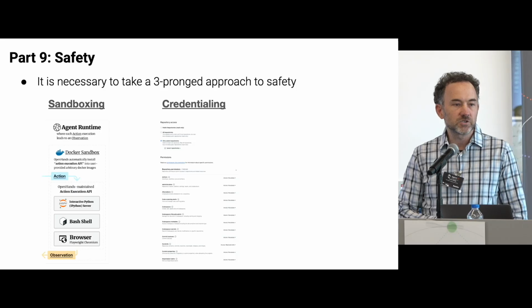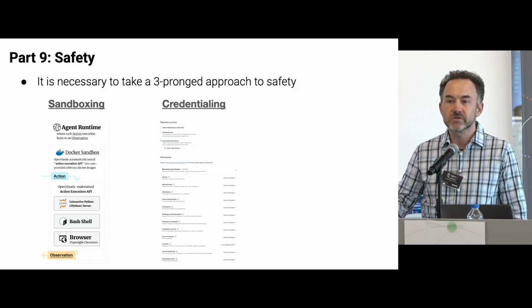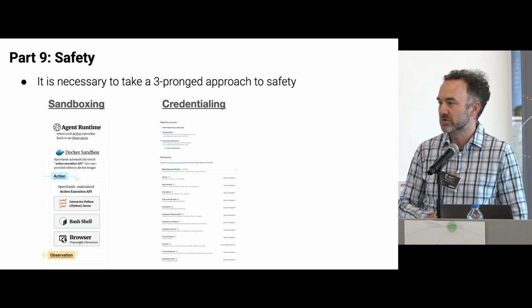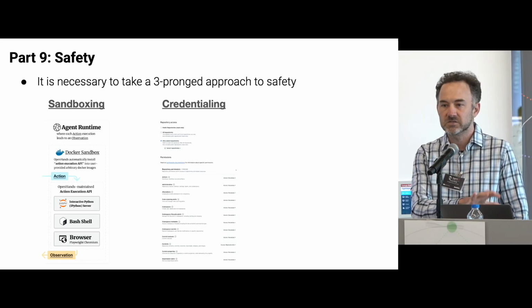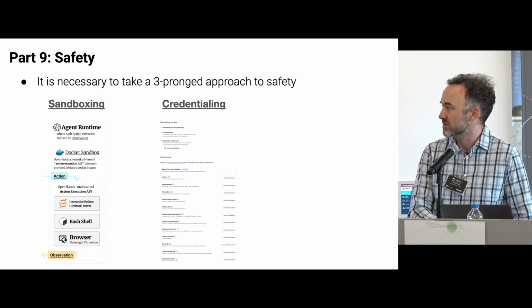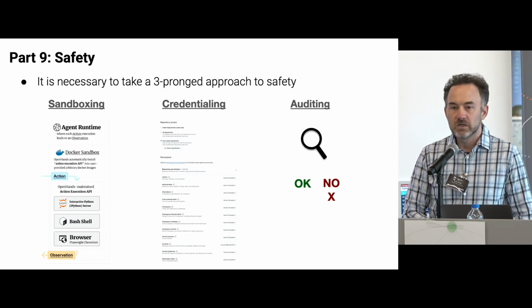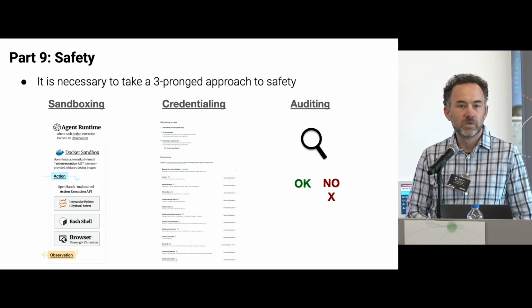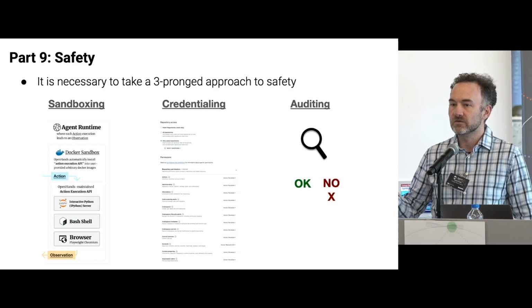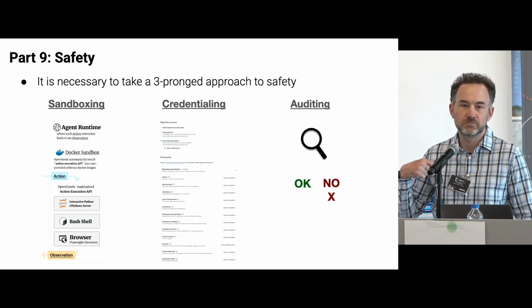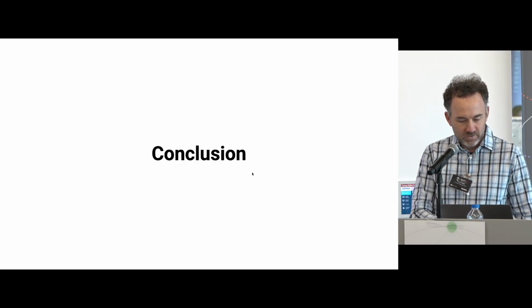We also have credentialing, so agents are only given credentials to do the things that they should be able to do. So we use the principle of least privilege, only giving the agents the ability to touch things that they should be able to touch. And also auditing. So we have a post hoc auditor that can view each of the agents' moves and decide whether that's something that should be executable or not. So yeah, that's all I have for today.